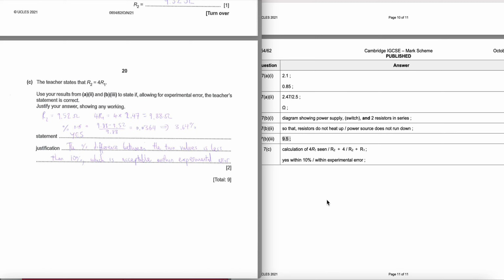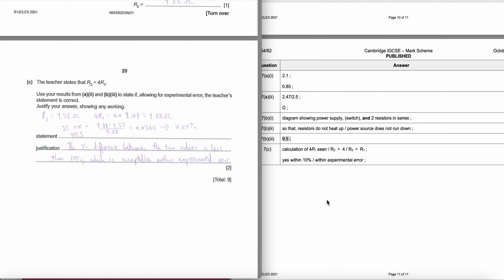If you work them out, R2 is 9.52 and 4R1 is 9.88. So they're clearly not the same. However, we have to work out how similar they are, because in physics nothing is the same. You can always delve into a number deeply to find that numbers are not necessarily going to be the same. So the question is, how close do they have to be in order to be considered constant?